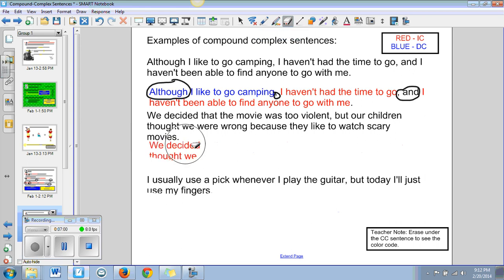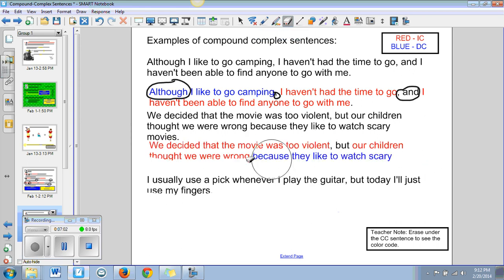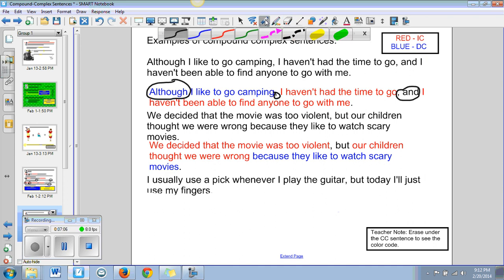Our next sentence looks like this. We decided the movie was too violent, and then we combine with a comma coordinating conjunction our next independent clause. Our children thought we were wrong. And then here we have our dependent clause because here's our subordinating conjunction, because they like to watch scary movies.